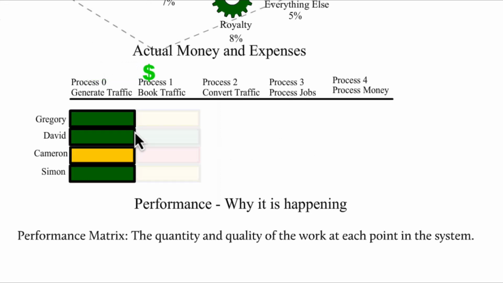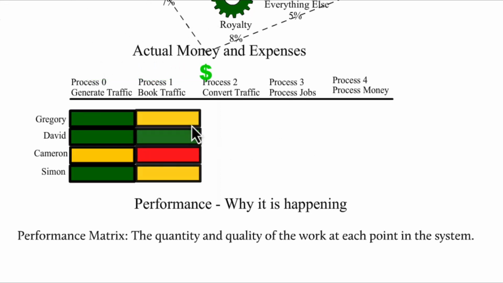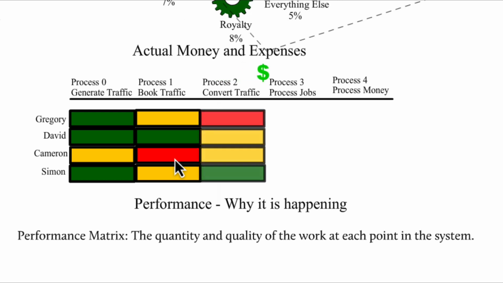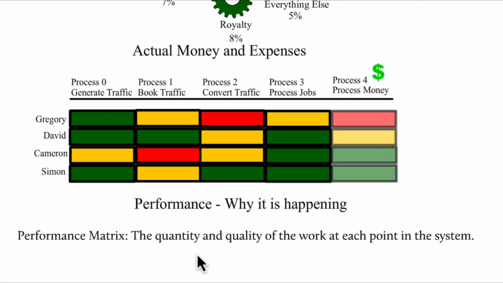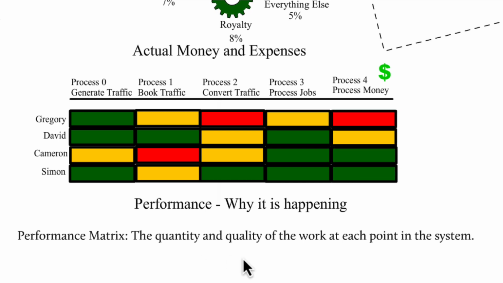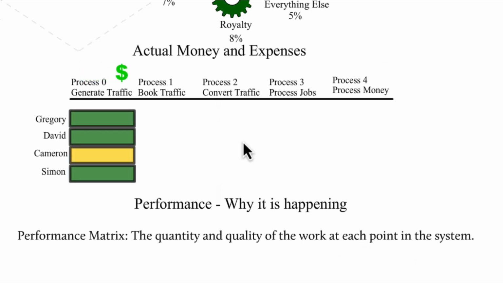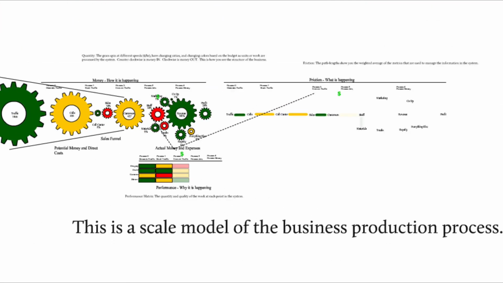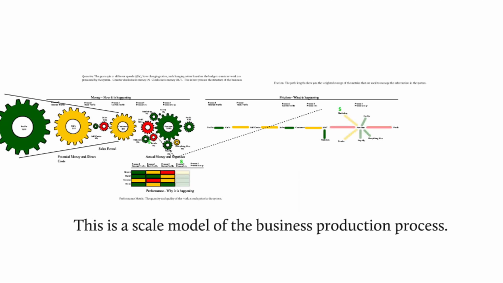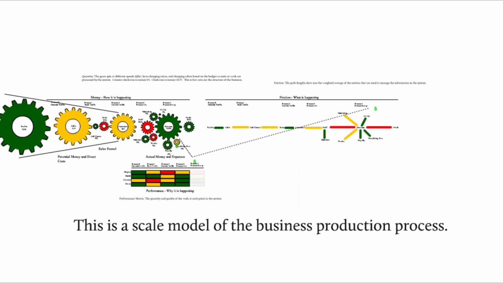And by understanding the performance of the people at each step and color coding those processes, you can understand the concepts of what is the quantity of money at each point and what is the quality of the work at each point in the system. And basically, understanding this and measuring it objectively with real numbers and determining where it's red makes it easier to optimize the system. And that is a scale model of the production process in a business.